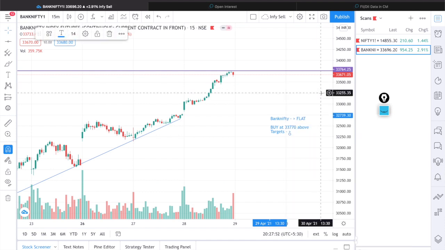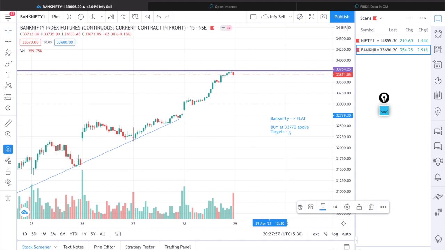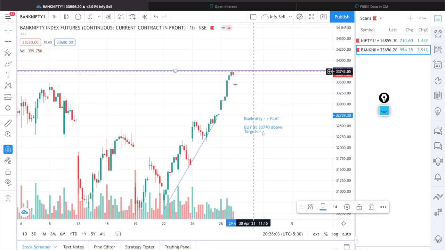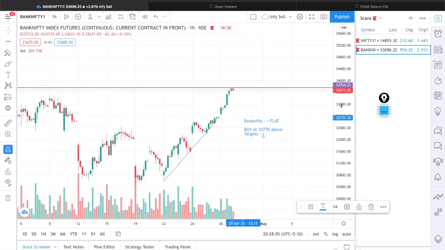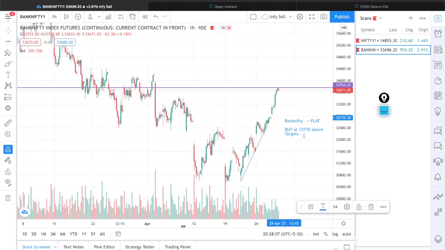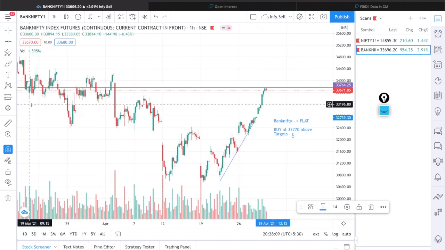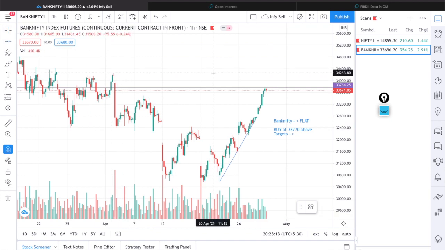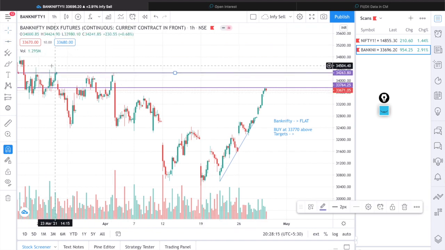This is the 15 minutes time frame that we have seen. Now let us change the time frame to the one hourly time frame or 1 day time frame to get some more levels. See, if we come to the hourly time frame, right? So this is our hourly time frame. If you see here, the resistance for Bank Nifty is near about this point here.